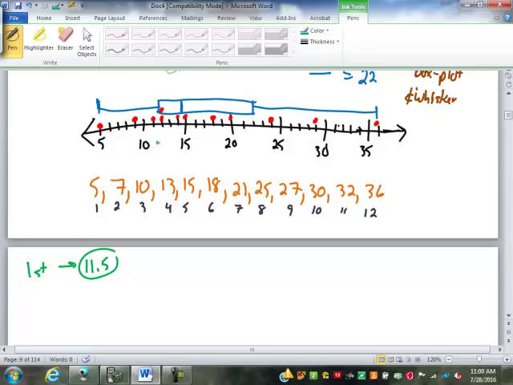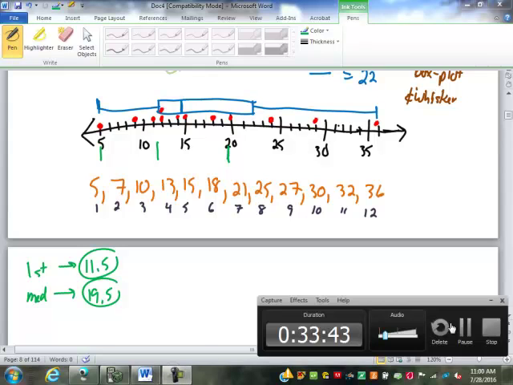So I'm going to put that up here at 11.5. Of course, the lowest number is at 5. Where's the median? You get 19.5 for the median? Yes, no? Am I totally crazy? Not there yet? Okay, I'll pause for a minute, let you guys catch up.